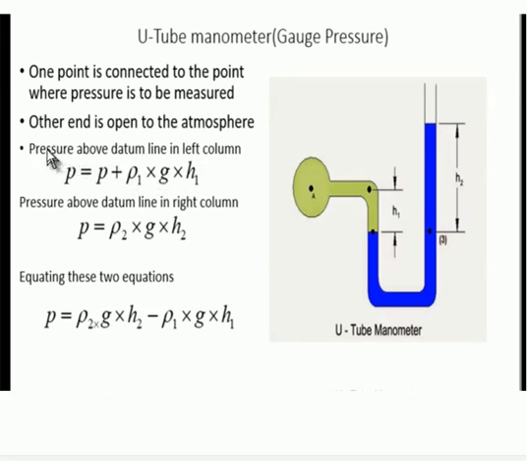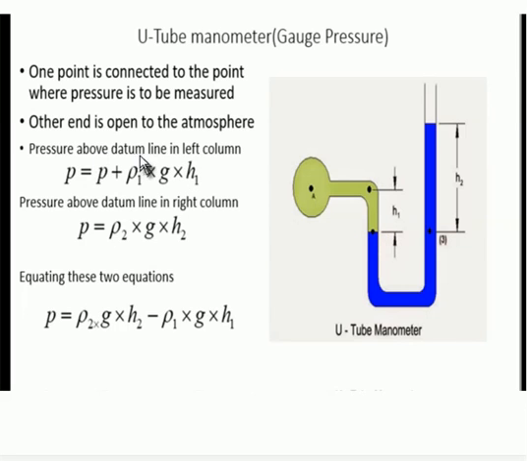Now, the pressure above the datum line in the left column. This is the left column limb, and this is the right column limb. These two are called the limbs. This is called a datum line because at this point we have the balancing fluid, so this much is balancing here. That's why you can take it as a datum line.